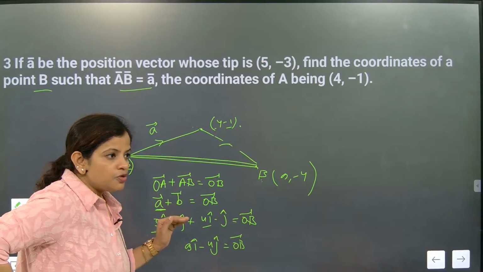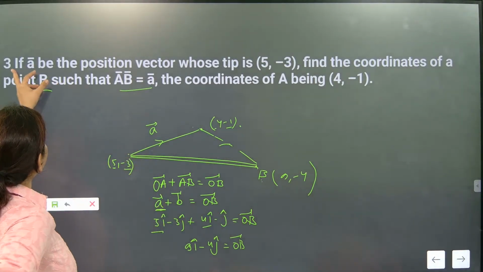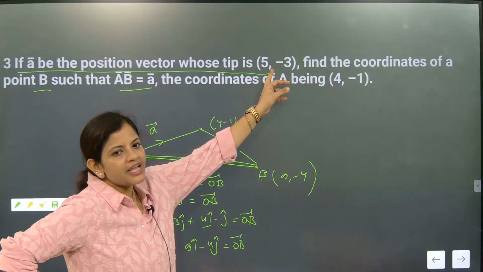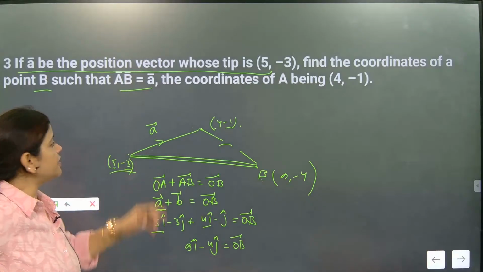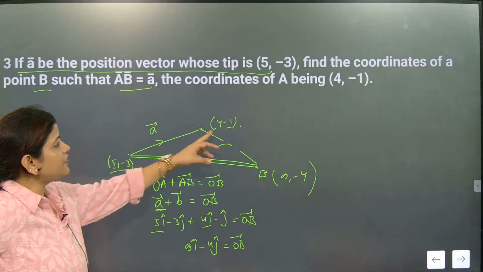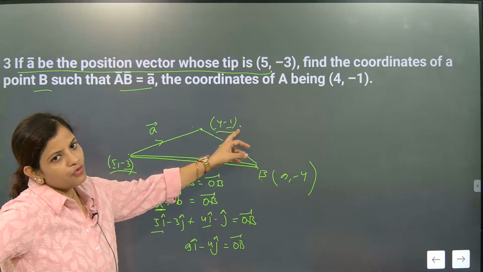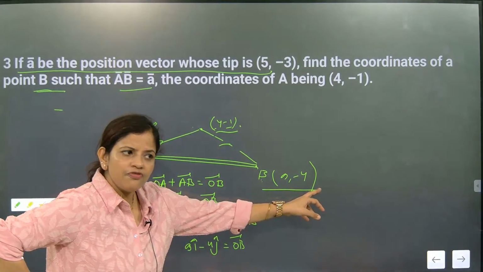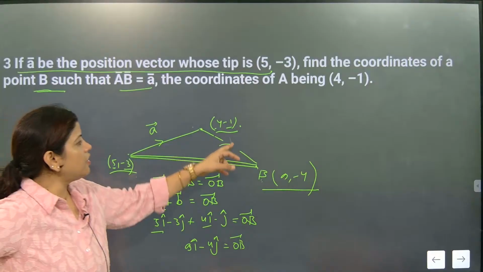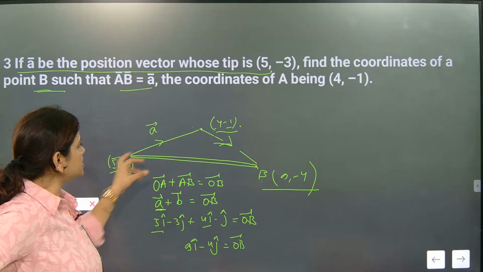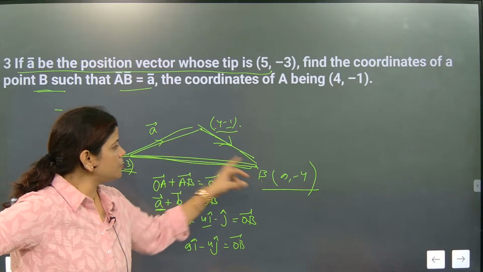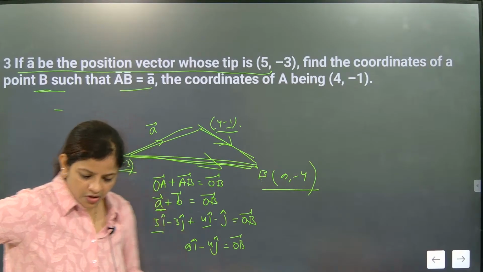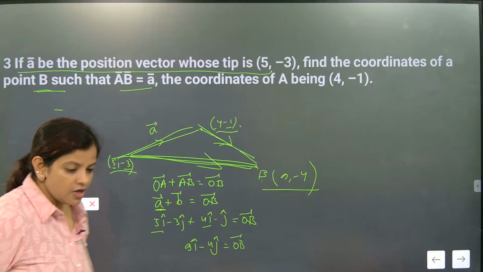I hope you might have understood what I did. See, they are telling that A vector being the position vector, whose tip point is coming as 5 minus 3. So we took the tip point as 5 minus 3. And this another point, they are telling it as 4 comma minus 3. Now they are telling, what is the coordinate of B? We need to find the coordinate of B. What I applied? Triangle law. Understood? This plus this is equal to this. Done? Draw it, it will become very easy for you.